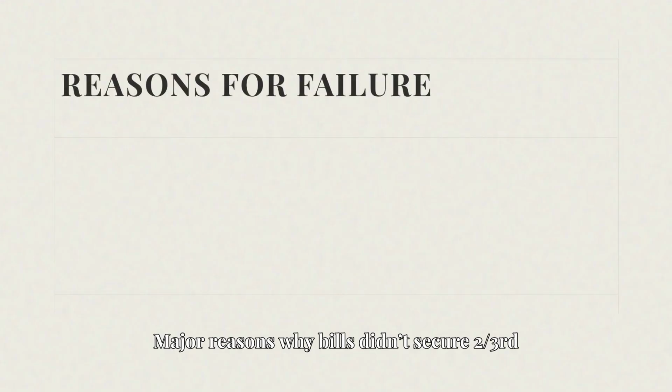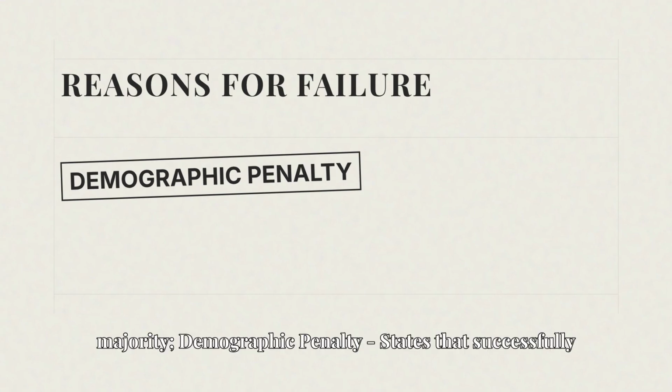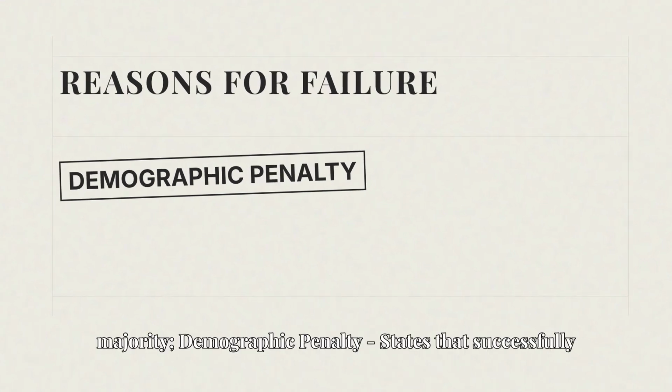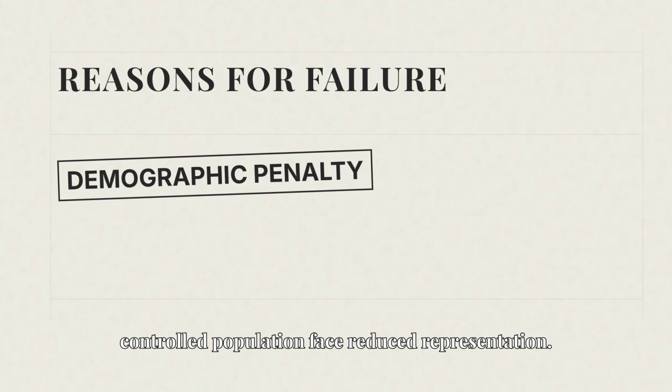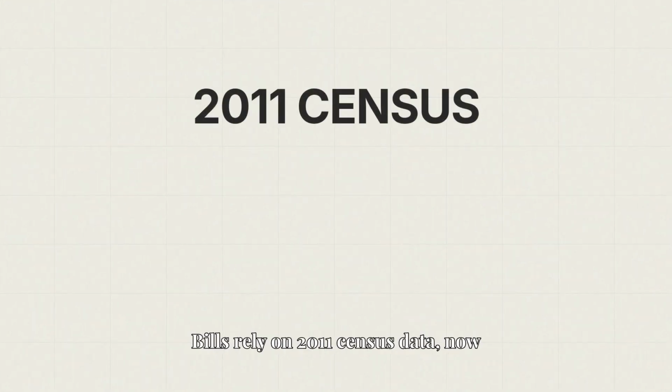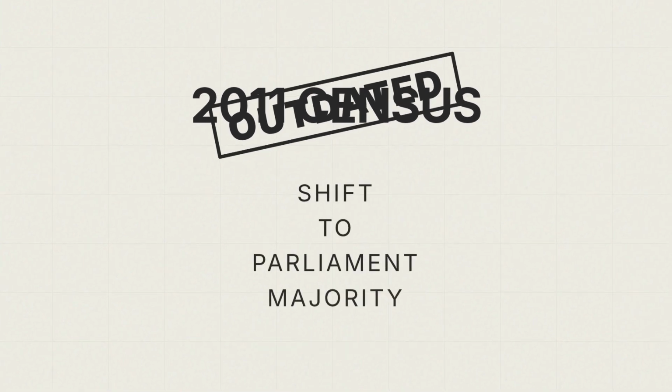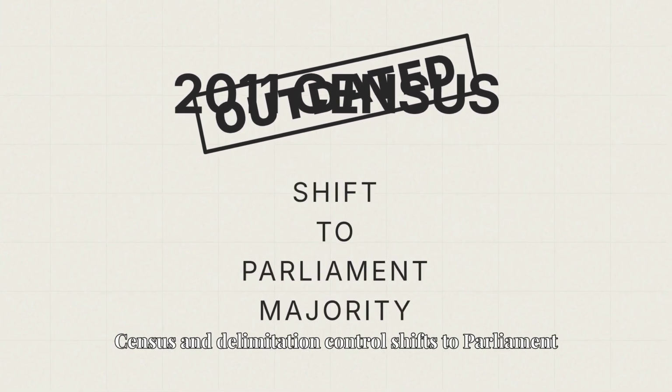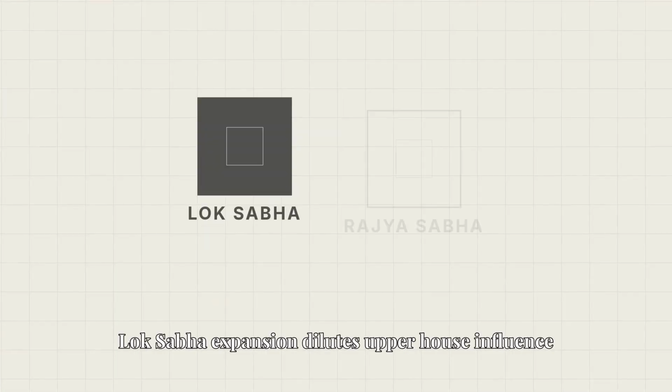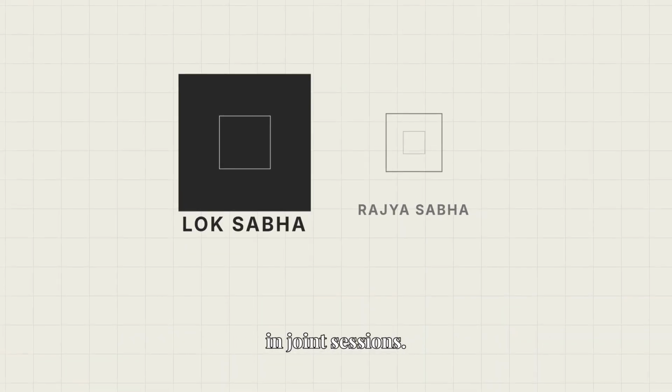Major reasons why the bills didn't secure a two-thirds majority: demographic penalty, as states that successfully controlled population face reduced representation. The bills rely on 2011 census data, now 15 years outdated. Census and delimitation control shifts to the Parliament majority. Lok Sabha expansion dilutes upper house influence in joint sessions.